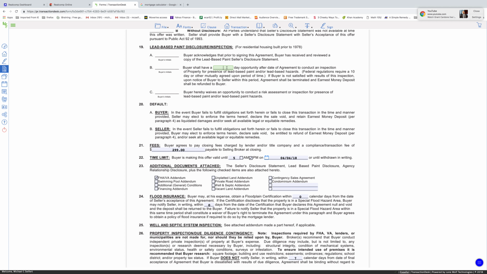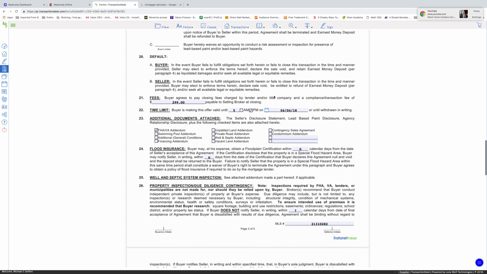90% of the time, nobody does that unless they have very small children with maybe some medical problems. They have to absolutely be sure there's no lead-based paint. But in general, lead-based paint is very bad for anybody. It doesn't matter if they have good health or not. But if they waive it, they're going to initial C. Buyer hereby waives an opportunity.